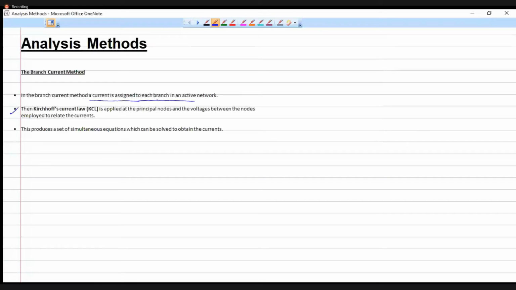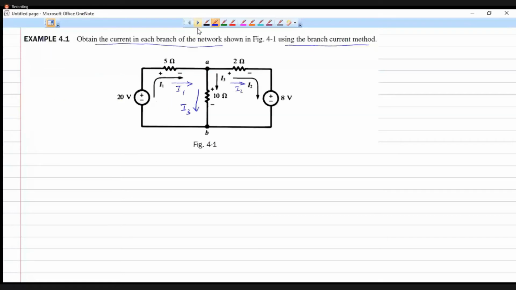That we have done. The next step is Kirchhoff's current law is applied at the principal nodes and the voltages between the nodes employed to relate the currents. So next step is identify which all are the principal nodes.